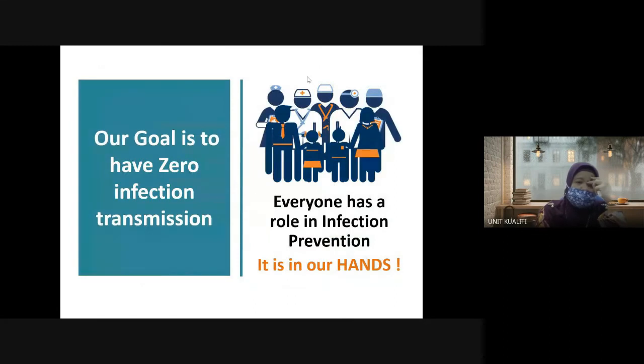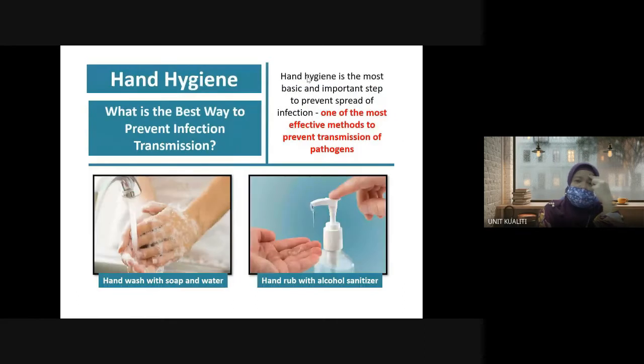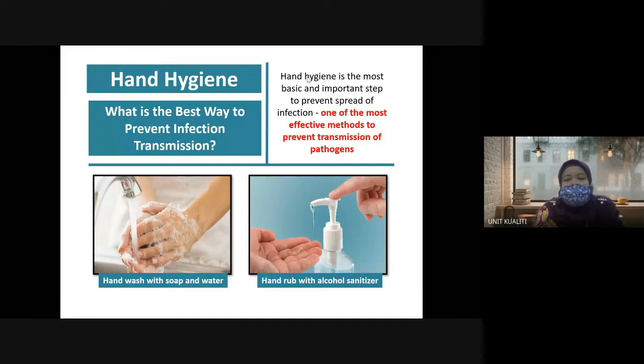Okay, so our goal is to have zero infection transmission. The role in infection prevention is in our hands. Okay, we proceed with hand hygiene. This is the best way to prevent infection transmission. Hand hygiene is the most basic and important step to prevent spread of infection. It's one of the most effective methods to prevent transmission of pathogens.